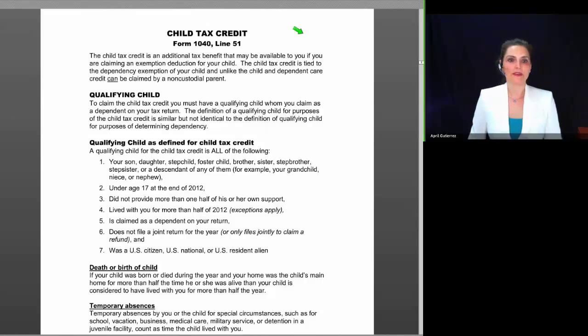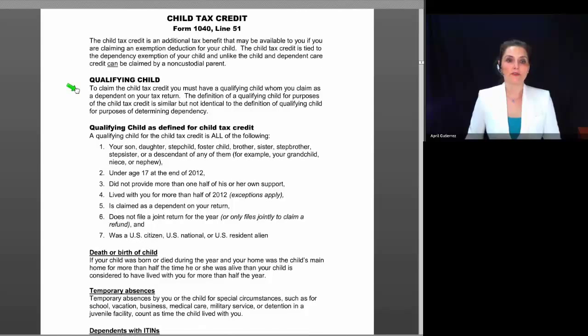And the next topic of the day is going to be the child tax credit. The child tax credit is an additional tax benefit that may be available to you if you are claiming an exemption deduction for your child. The child tax credit is tied to the dependency exemption of your child, and unlike the child and dependent care credit, cannot be claimed by a non-custodial parent.